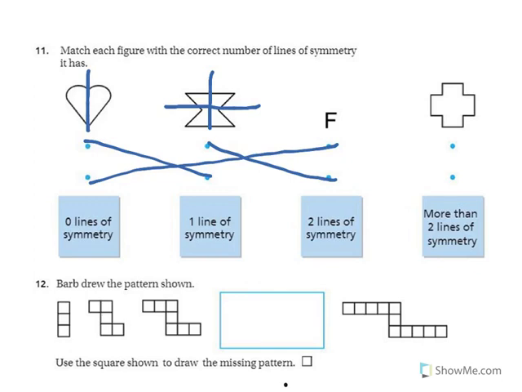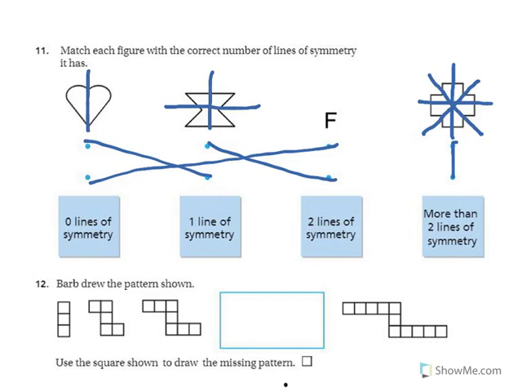The cross down on the bottom, we can cut it in this direction. We can cut it horizontally. We can cut it diagonally. And each one of those would be a line of symmetry, so it has more than 2 lines of symmetry.